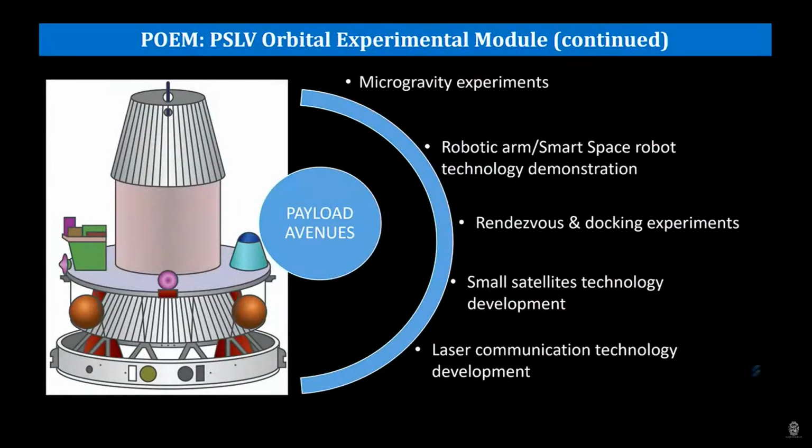So we can look at microgravity experiments, and we are planning in the coming POEM robotic and smart space robot technology demonstrations, rendezvous and docking type of experiments, small satellite technology development, laser communication technology development. All these are happening within ISRO now, and we would like to put them on board and experiment with them. And this is again a collaboration possibility in all of this, or even more with the upper stages.